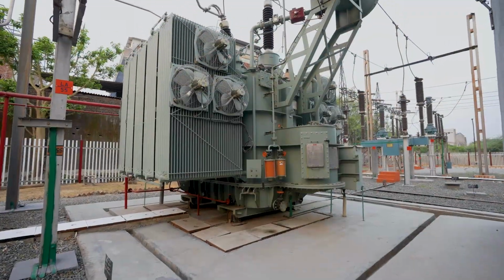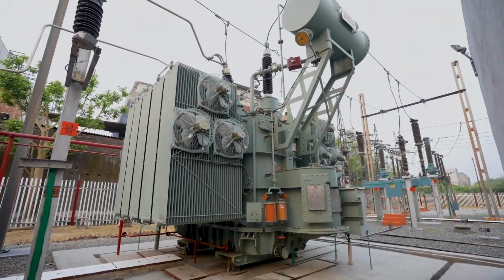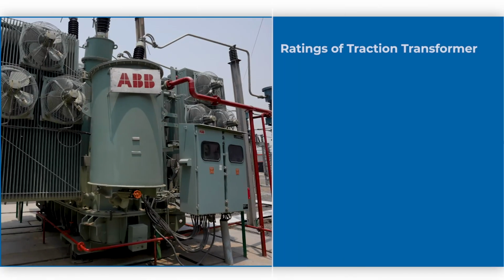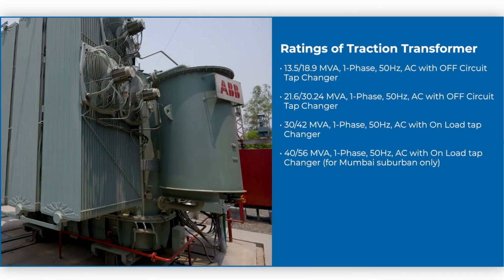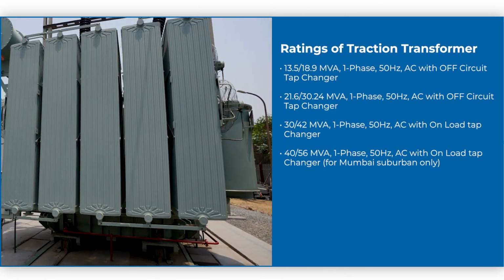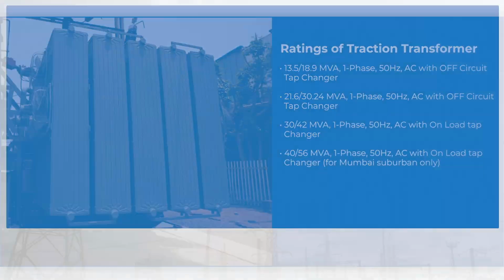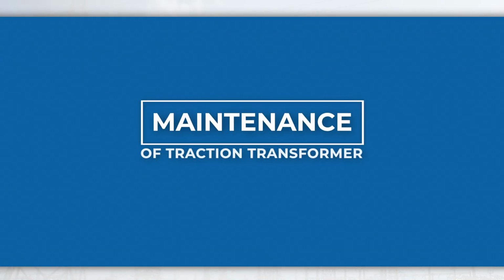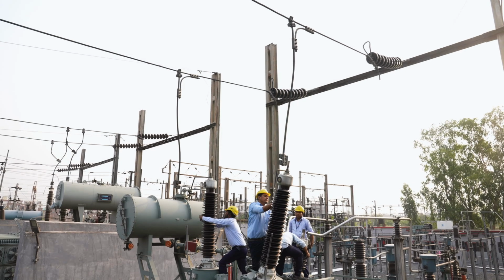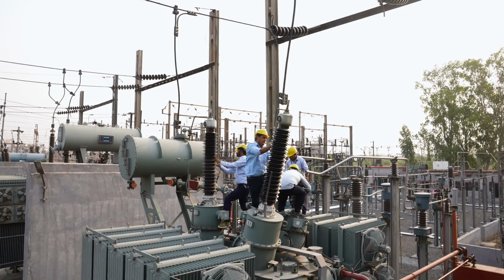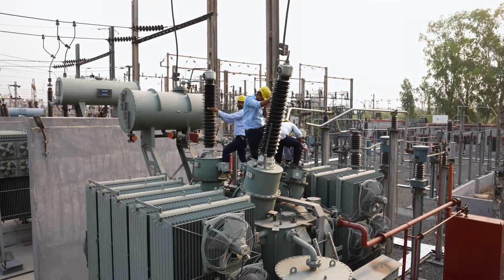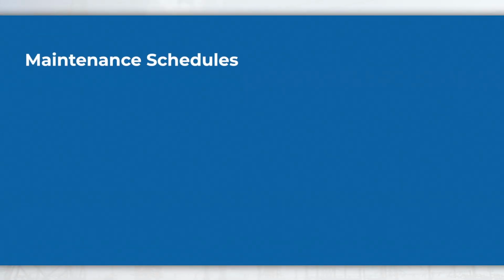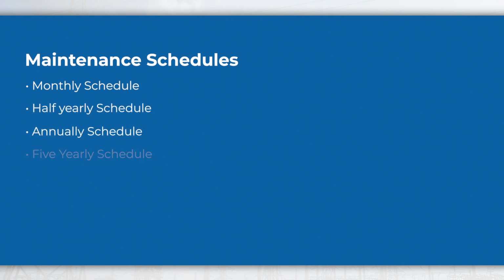These traction transformers are available in various ratings. Various ratings of traction transformers are being used in TSS. The maintenance of traction transformer is carried out in different time periods by different schedules: monthly schedule, half-yearly schedule, annual schedule, 5-yearly schedule, and periodic overhauling or POH.